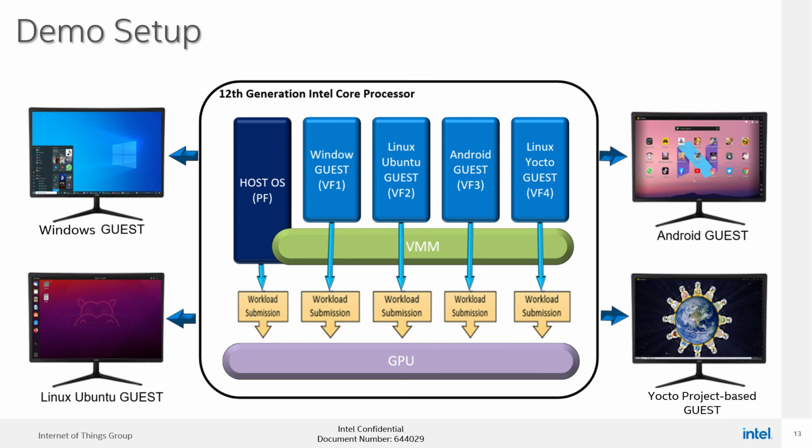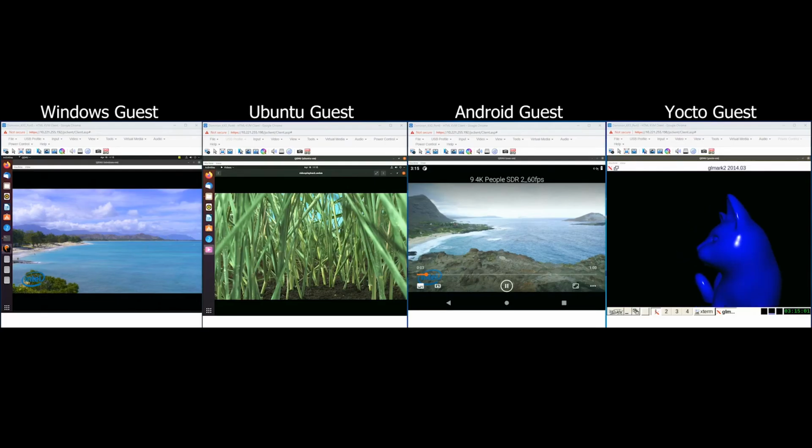For the last section, we have prepared a demo setup with 4 virtual machines launched on the platform that uses a 12th Gen Intel Core processor. Each VM can display workload consolidation use cases by using its own display monitor. Next is the demo showcase.